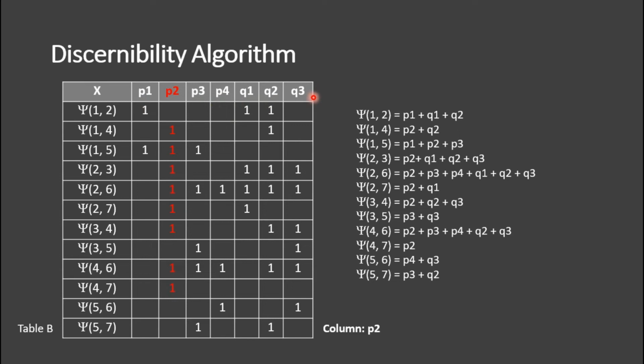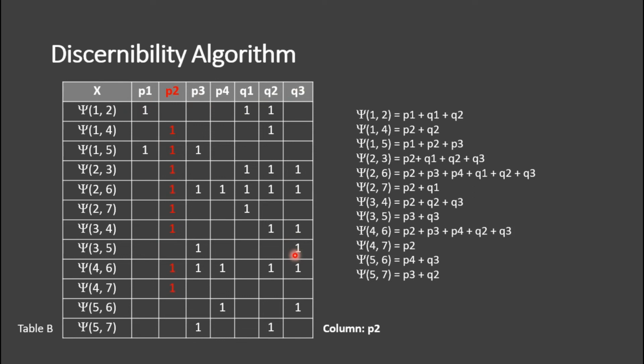Let's say in x1 and x2 we found p1, q1 and q2. Whichever values we have here, we add 1 for each of those columns, and similarly we will create the whole table.